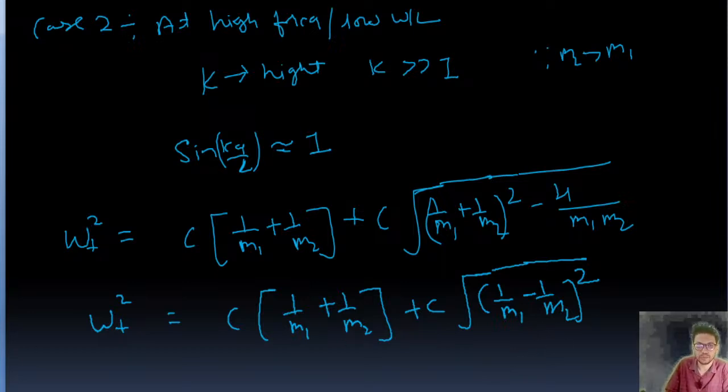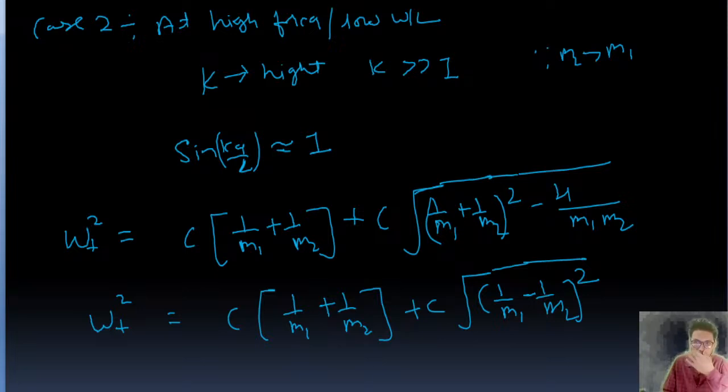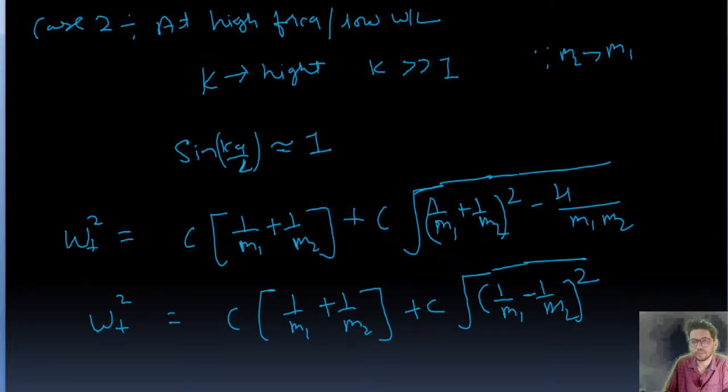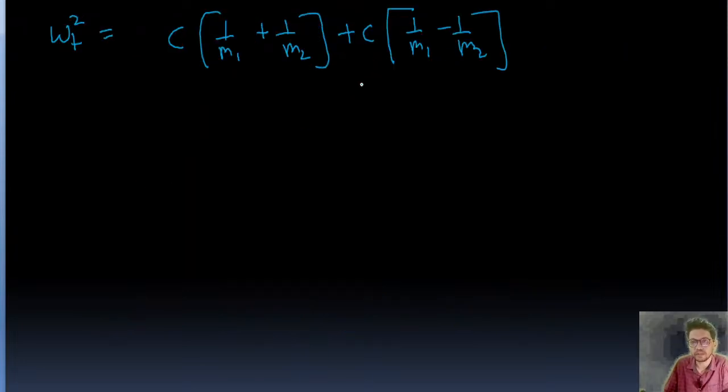Now omega plus at high frequency, omega plus square, is going to be c into 1 upon m1 plus 1 upon m2, and this value is going to be plus c root of 1 upon m1 minus 1 upon m2 whole square. The root will be removed and this will be the value.